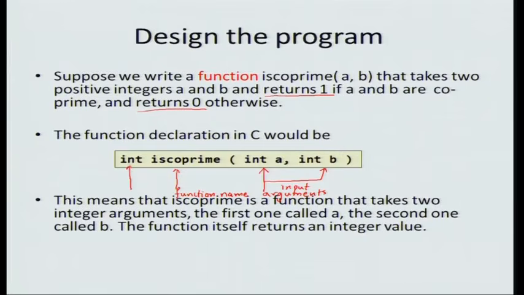That is the second part of the declaration. The first part of the declaration, which says that it is an int, is actually the type of the return value. So the return value is 1 if the pair is co-prime, and it is 0 if the pair is not co-prime. So the return value is an integer. So we need a function name, a declaration of the input arguments, which need to be named, and the type of the return value.